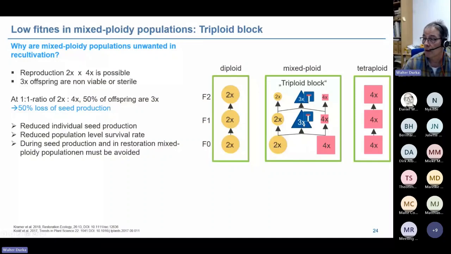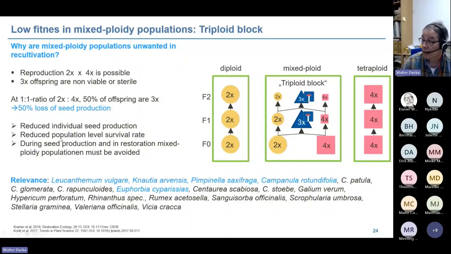Usually triploids are non-viable, or if they are viable, they are usually sterile, which means the seed production of such a field, or of such a restored population, is much reduced compared to a pure population. And therefore, for the seed production on the agricultural field, but also for the restoration side, we should avoid having mixed ploidy populations.